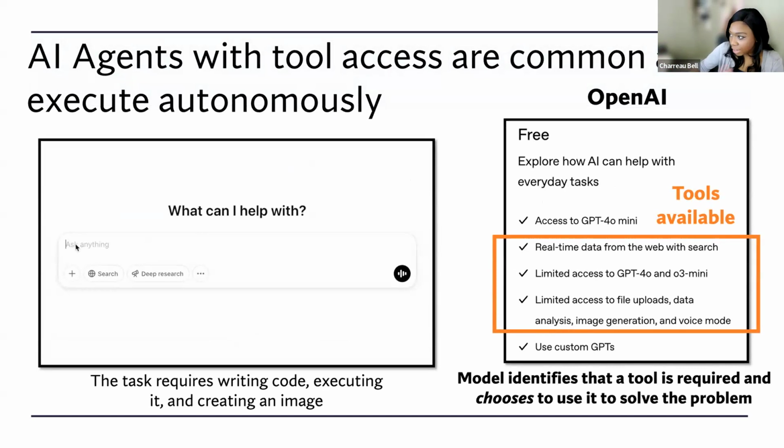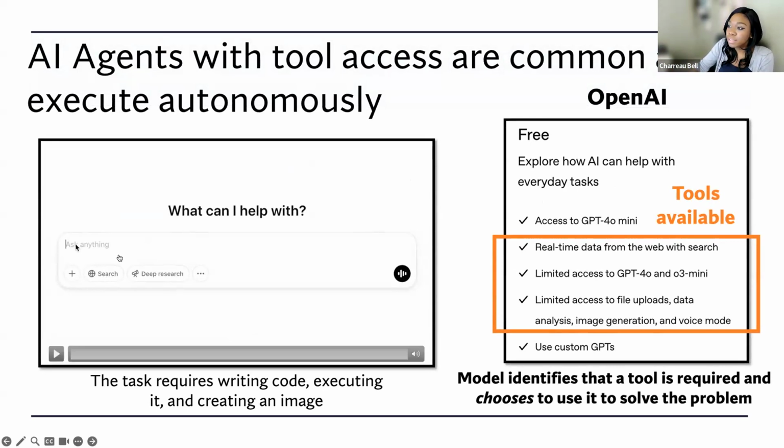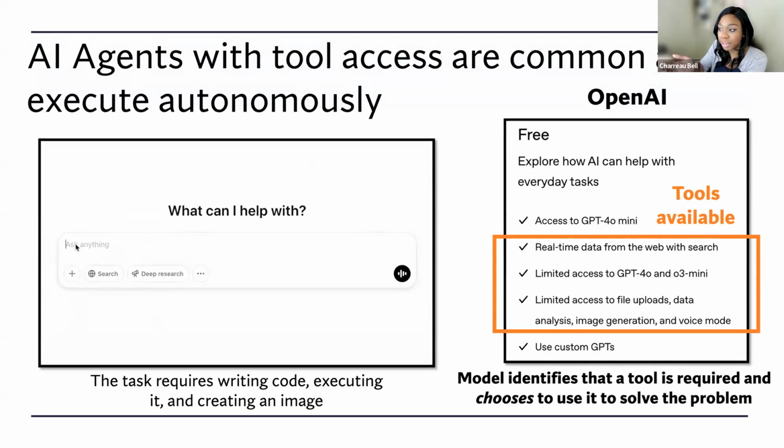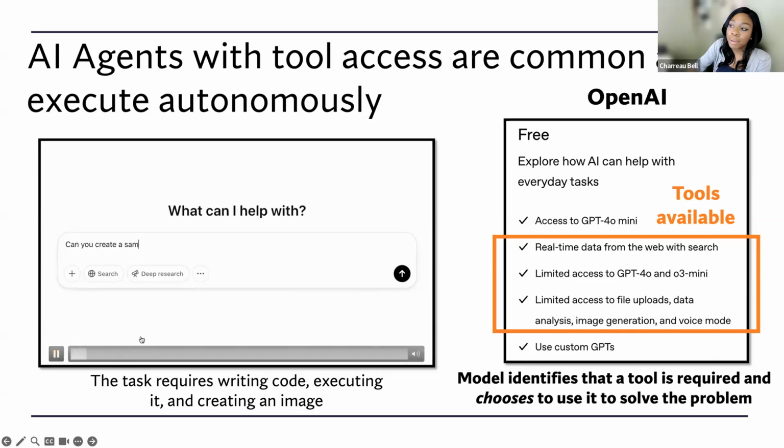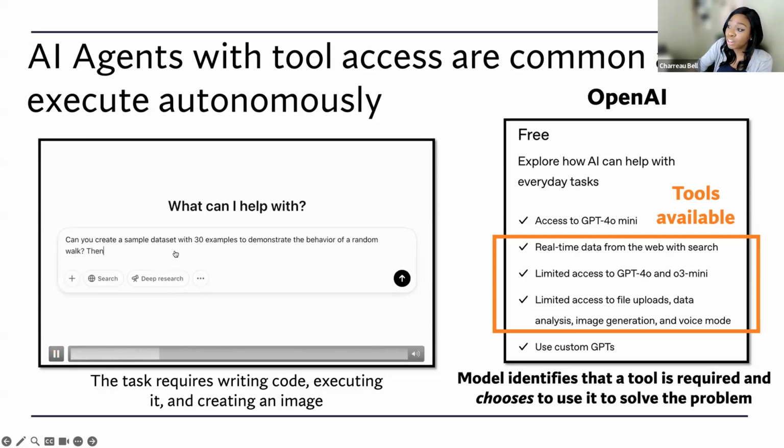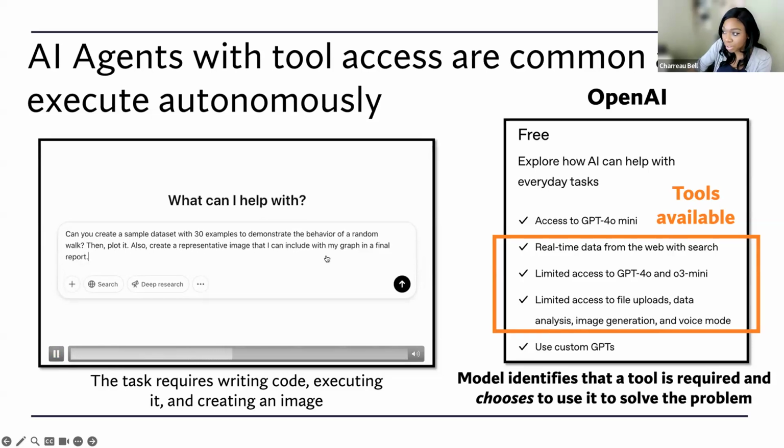So let us familiarize ourselves with what these things tend to look like. So this is our friendly OpenAI. And we can see an example here of when an agent might decide that it needs to do something, or when your system decides that it might need to use an external tool to achieve that thing. So let's look at how this looks. We could hop onto OpenAI, but we're just going to look at it like this: creating a sample data set with 30 examples to demonstrate the behavior of a random walk, and then plotting it. And then we also want it to create an image that we can include with our graph and our final report.